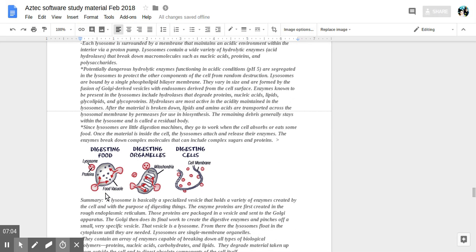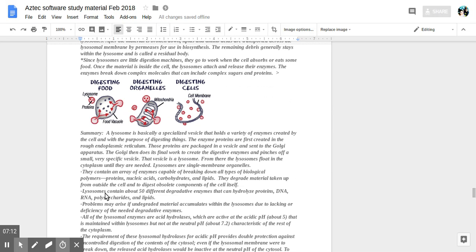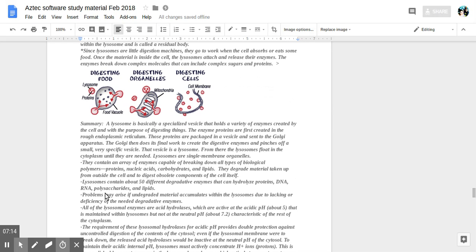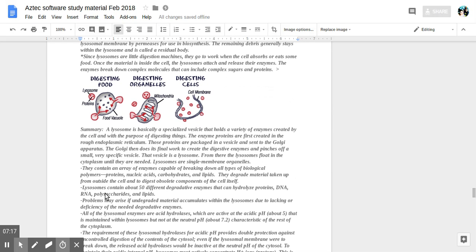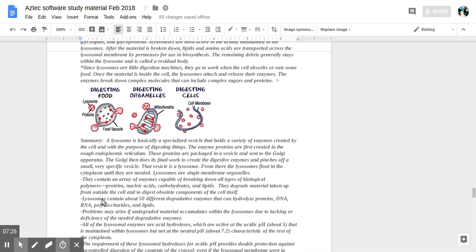Summary: a lysosome is basically a specialized vesicle holding a variety of enzymes created by the cell with the purpose of digesting things. The enzyme proteins are created in the rough endoplasmic reticulum. These proteins are packaged in a vesicle sent to the Golgi apparatus. Golgi does its work to create the digestive enzymes by modifying them, getting them ready, pinching off a small specific vesicle, which is bound headed towards the lysosome.